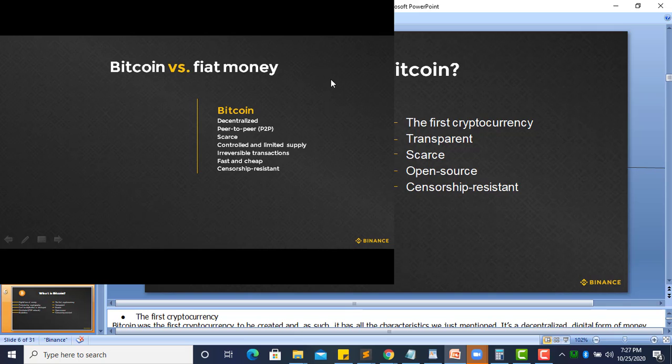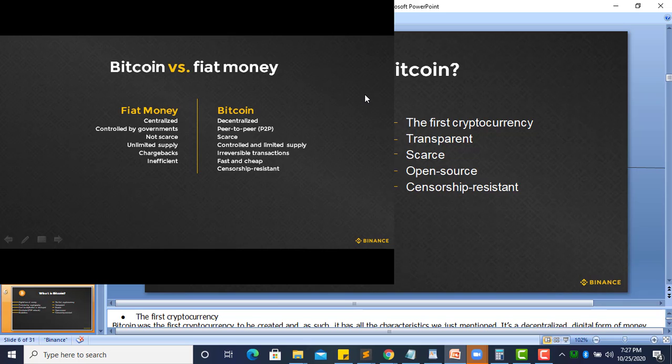So Bitcoin versus fiat money. I've told you what fiat money is before. That is your naira, your naira money, which is centralized. That is, it's controlled by the government, not scarce. They can print any quantity they want. Unlimited supply, yes. Chargebacks, inefficient. Yes, your fiat money is inefficient. That is one of the reasons why blockchain came up in the first place.